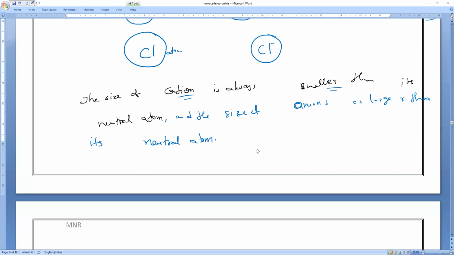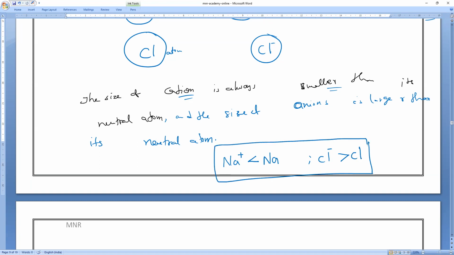Do you understand, everybody? So the sodium ion is smaller than the sodium atom, but the chlorine ion is bigger than the chlorine atom. Always remember, cations are smaller than neutral atoms. Anions are bigger, larger than the neutral atoms, because they gain electrons, while cations lose electrons. Loss of electron, size will decrease. Gain of electron, size will increase. I hope you understand. Anybody having doubts?